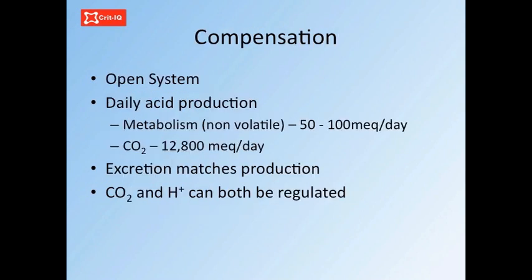Compensation can only occur because the acid-base system is open. In a closed system, the total number of atoms before the reaction is the same as the total number after. In contrast, the body's acid-base system is open in that CO2 and bicarbonate can be added or removed from the body. In this way, the body can remove the 50 to 100 milliequivalents generated by metabolism and the 12,000 millimoles of carbon dioxide produced every day.